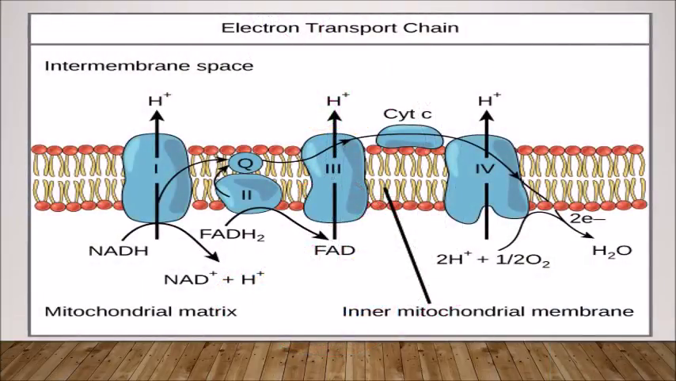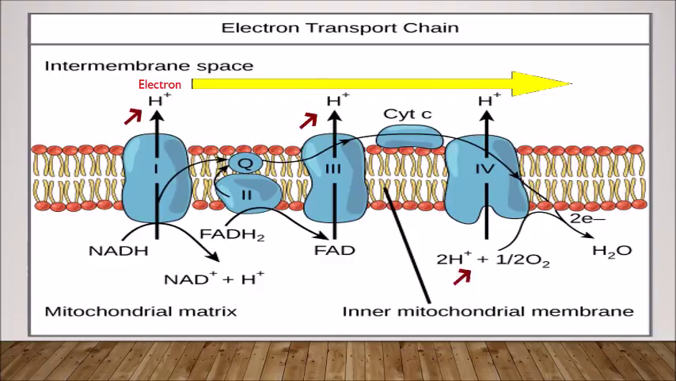The ETC is comprised of several proteins that are embedded in the mitochondrial membrane. Electrons flow through these structures, transferring from complex to complex. The flow of electrons helps in the proton movement across the membrane, which ultimately results in ATP synthase making ATP.